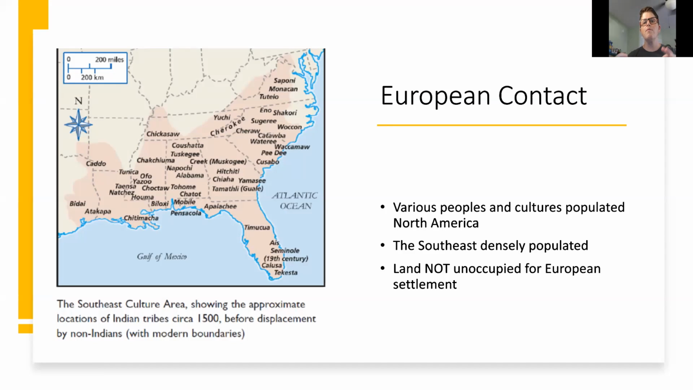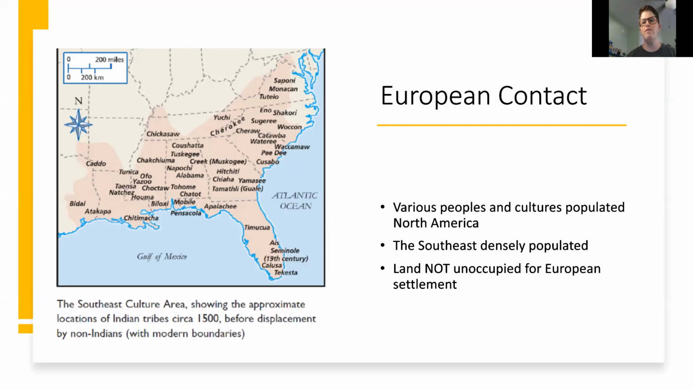So the point of European contact means the point where Europeans, whether they're Spanish or English, Dutch, French, whoever, came over and made contact with peoples living in what is now the United States for our purposes. Of course, they had contact in South America. They had contact with Canadian peoples, but we're just talking about the Southeast right now, the Southeastern United States.